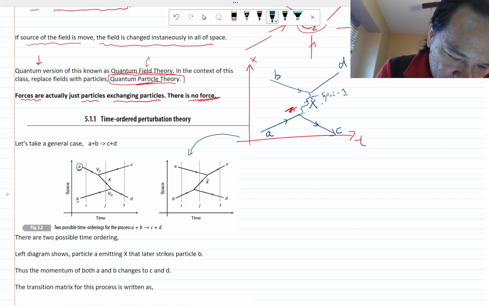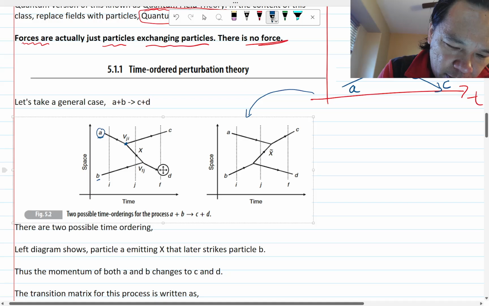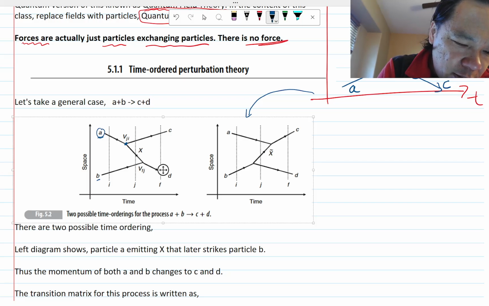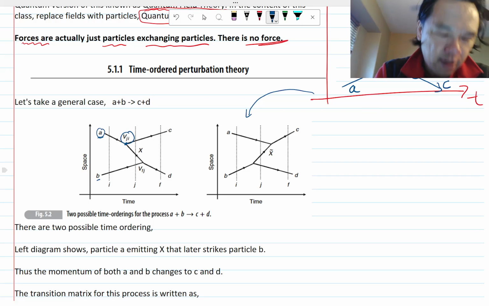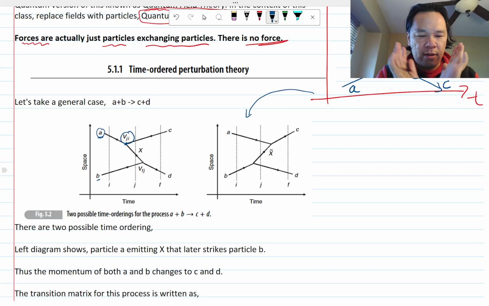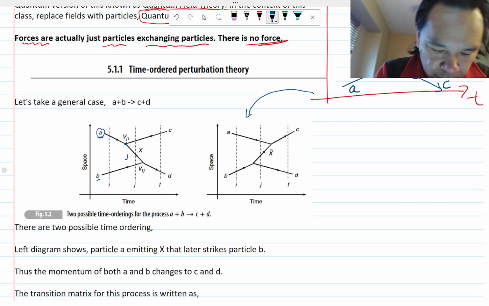Okay, so this little point here is where particle A emits an X and scatters off into a new direction C. So these could be the same particles, electron and this photon. This point here is the vertex. Now, instead of thinking about this V in terms of potential, we can think of it as some vertex, going from some initial state to some intermediate state, J, in the middle here.